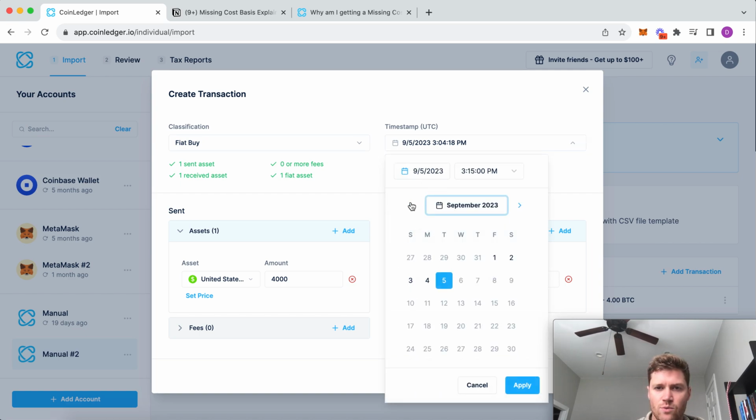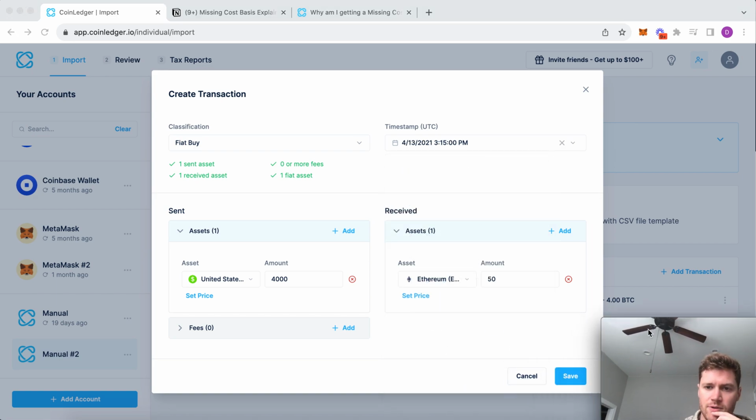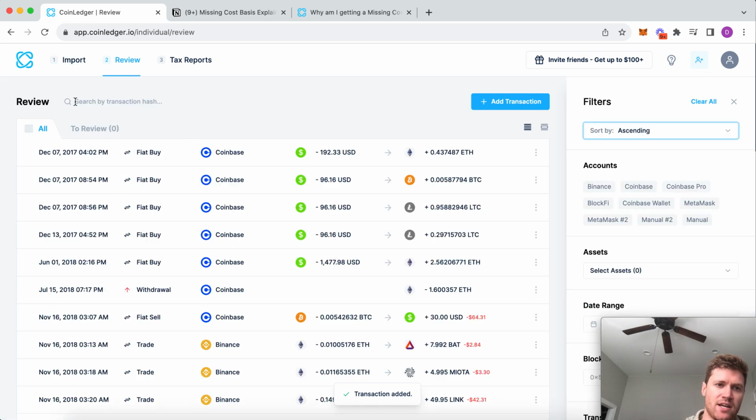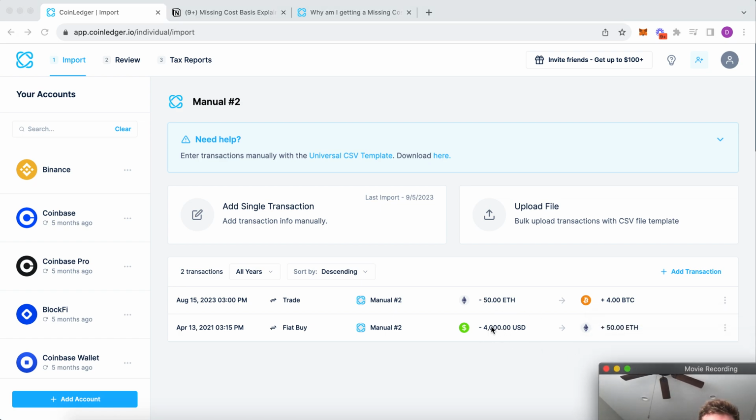And this was, you know, maybe a year or so ago. There we go. April 2021. And now I'm going to save this transaction. And voila, the missing cost basis warning is now gone. Why? Because we have shown CoinLedger how we originally acquired that 50 Ethereum that we sold on August 15th, 2023.